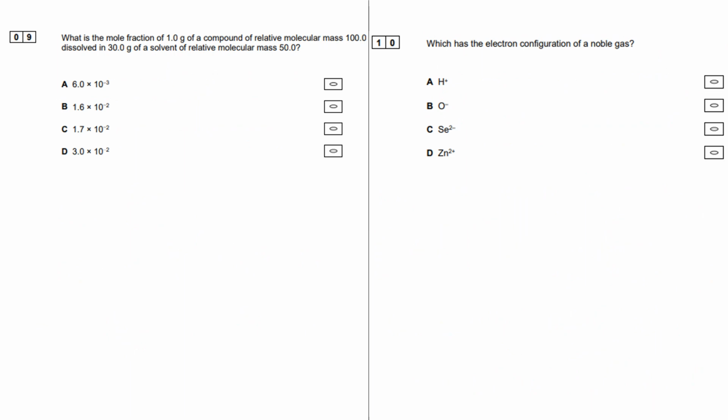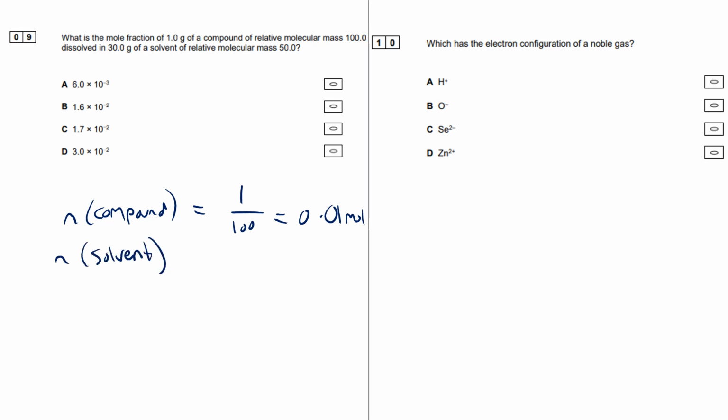Question number 9. What is the mole fraction when you have 1 gram of a compound, and you're told it's MR, dissolved in 30 grams of a solvent of relative molecular mass 50? So firstly, let's work out the moles of the compound. Moles of the compound, you've got the mass, you've got the MR, so it's 1 over 100, or 0.01 moles. What's the moles of the solvent? Moles of the solvent, you have 30 grams divided by its MR of 50, so 30 divided by 50 is 0.6 moles.